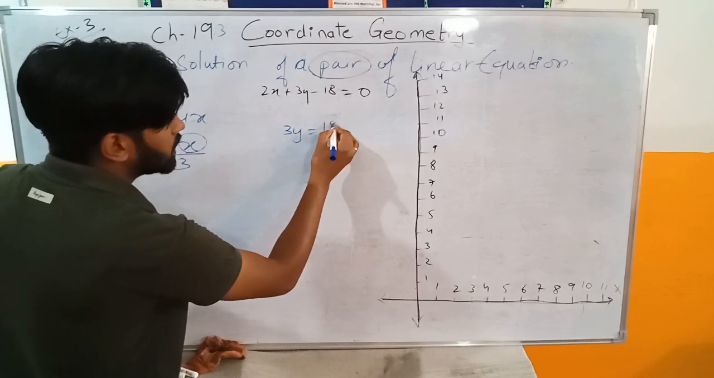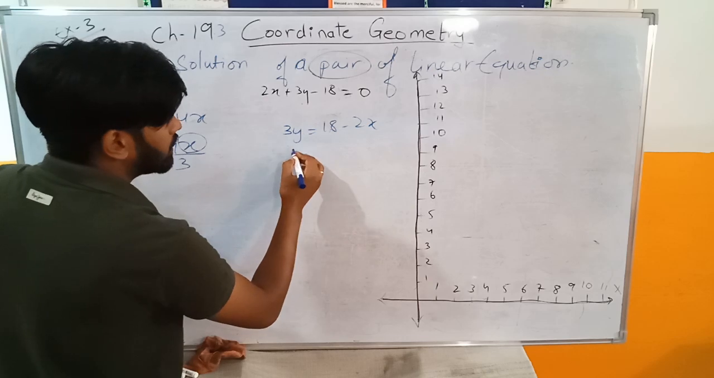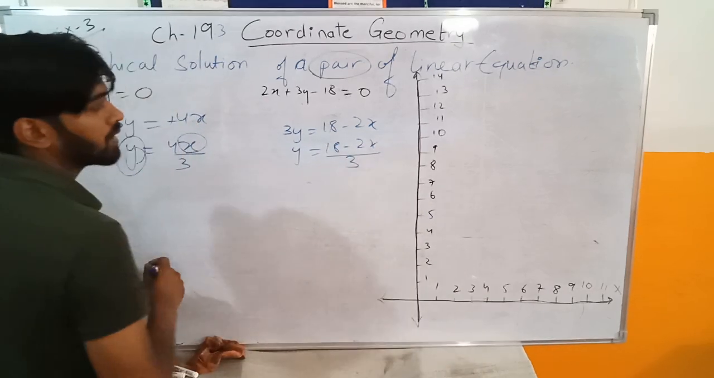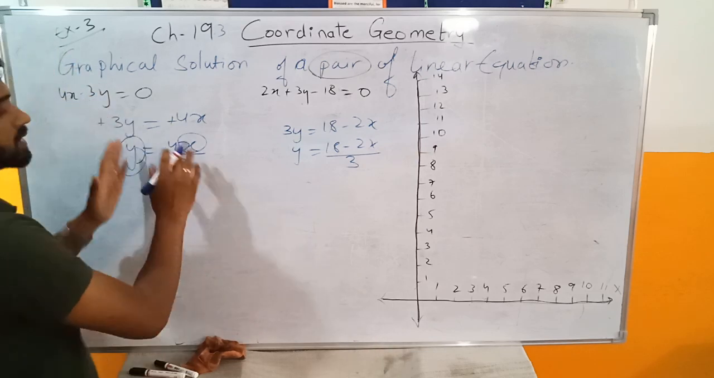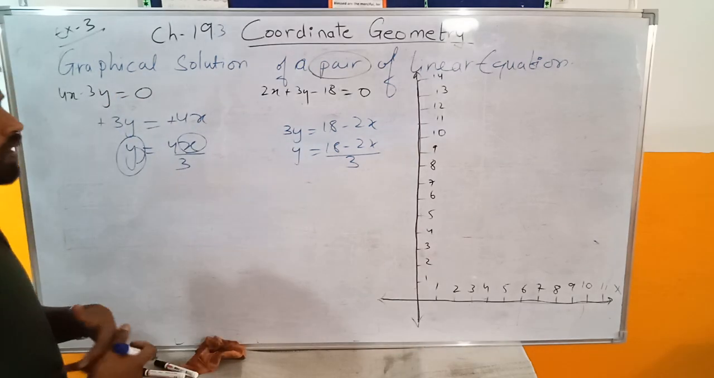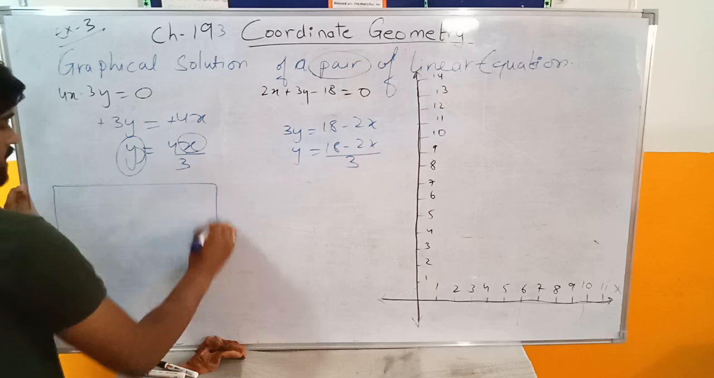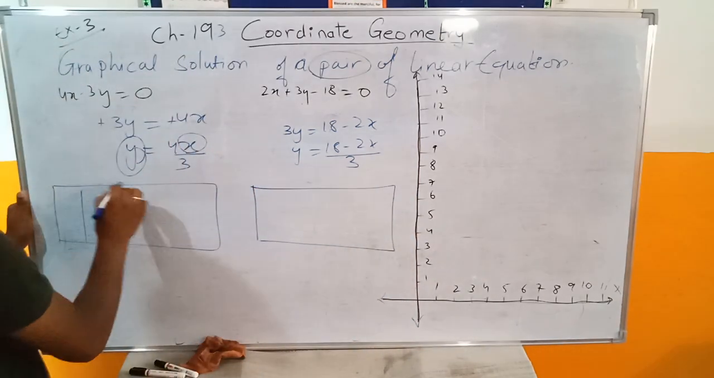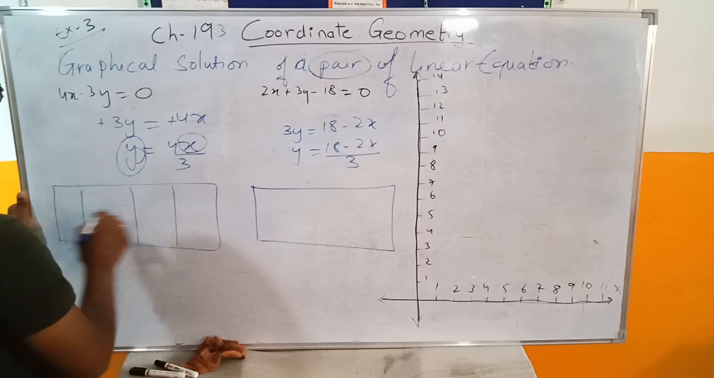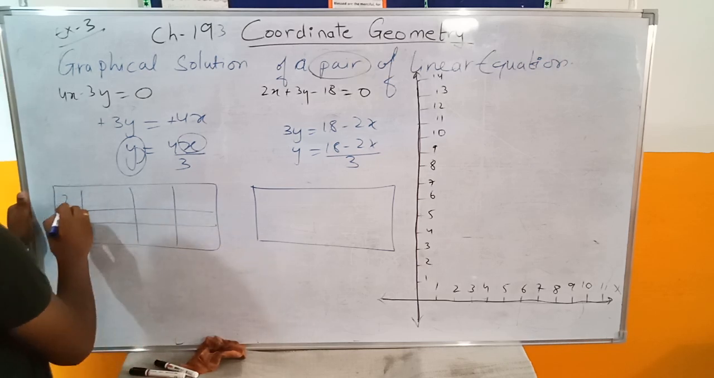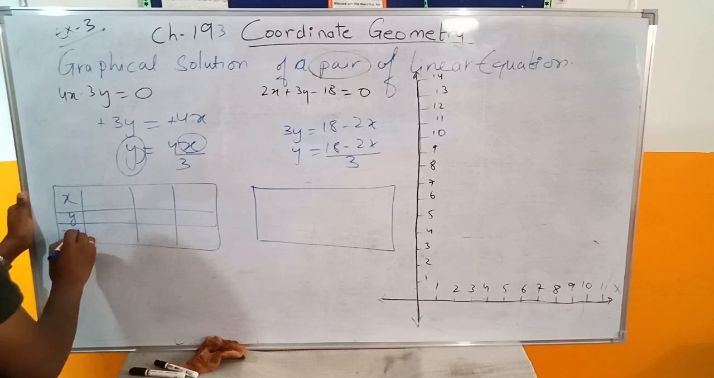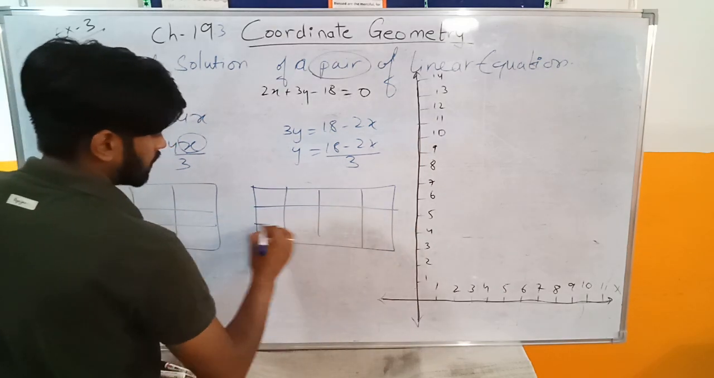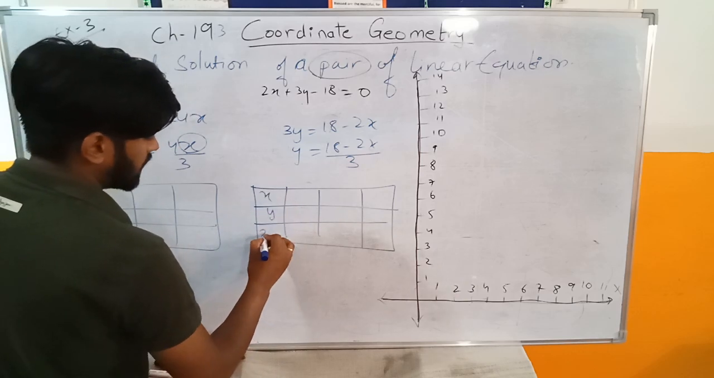Same like this. 3y, 18 goes over there, minus 2x, and y equals 18 minus 2x upon 3. Now I have this equation and that equation. Now I'll be putting them on the table like this. X value, y value, x comma y, ordered pair.